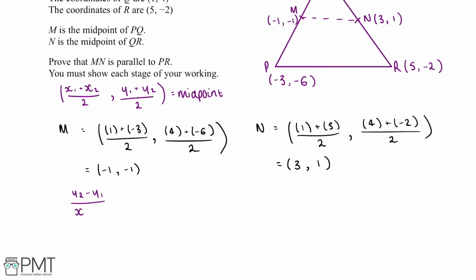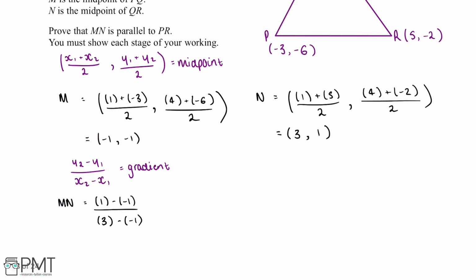So y2 minus y1 divided by x2 minus x1 gives us the gradient, which is the same as writing change in y over change in x. So if we start off with line MN, our first y coordinate is -1 and our second y coordinate is 1. And then our first x coordinate is -1 and our second x coordinate is 3. So we can substitute this into the formula for the gradient. So this tells us that the gradient for MN is 1 minus -1 divided by 3 minus -1. And this gives us an answer of a half.